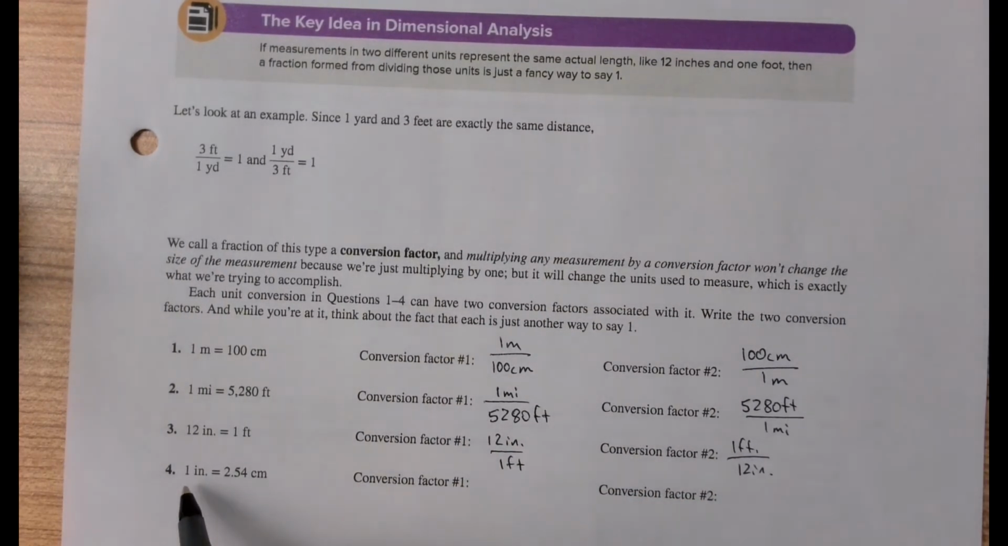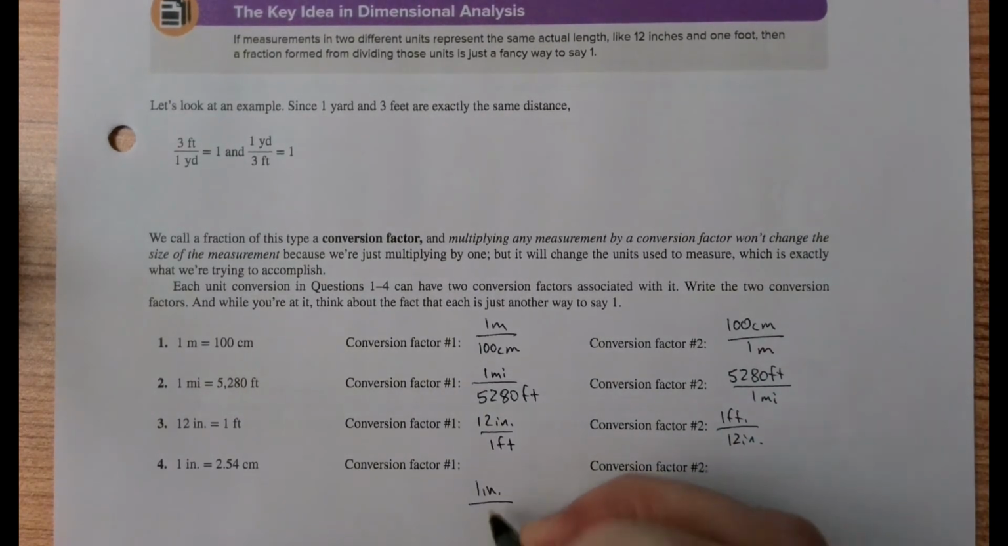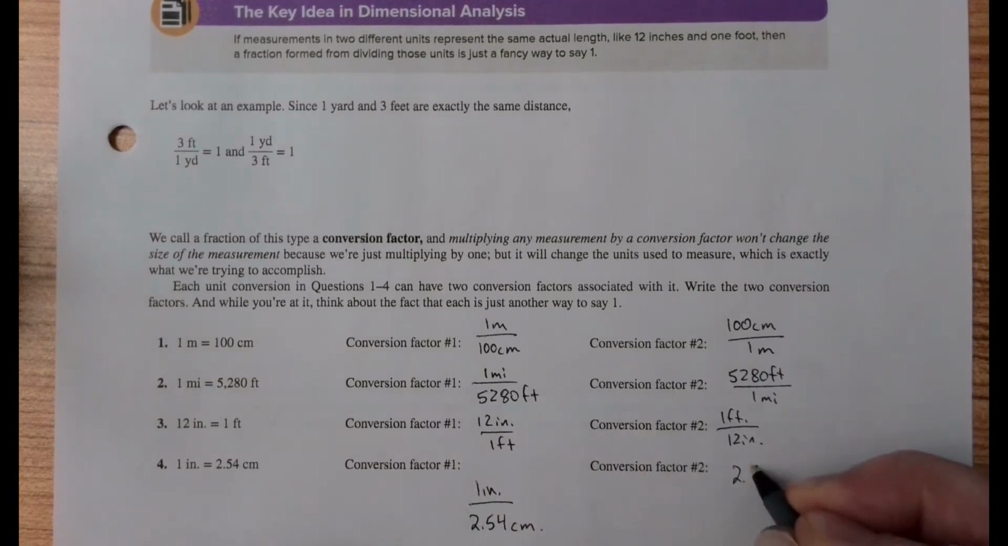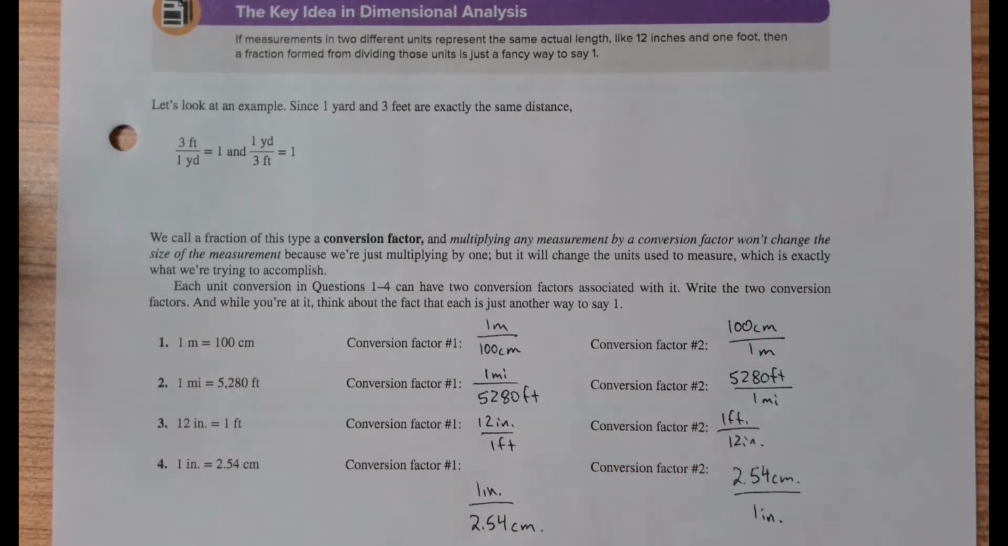And here we're going from a standard measurement to a metric one. So 1 inch is approximately 2.54 centimeters. That's a rounded value. Depending upon what you work with, some people might want more precision than that. Okay, so on the next page, we're going to use these conversion factors.